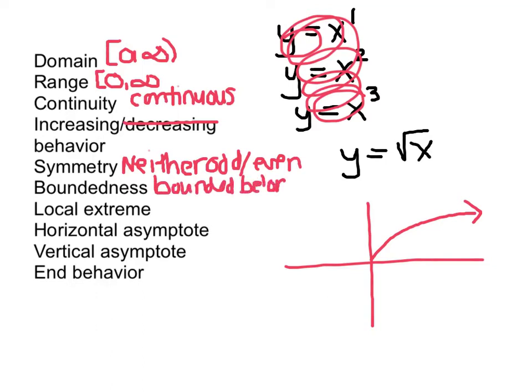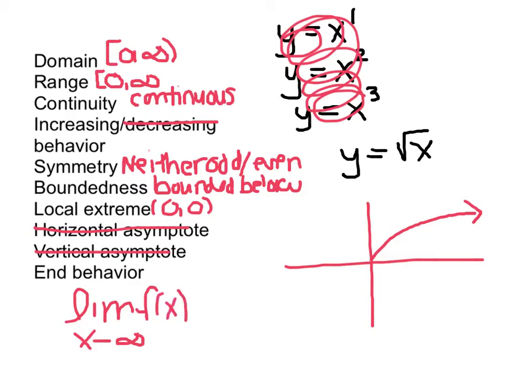It has a local minimum at 0, 0, and this function has no asymptotes, and the limit as x goes to infinity of f of x is infinity. It looks like it flattens out, but it does actually get bigger forever. And so you'll have to write all these different characteristics for all your different basic power functions.